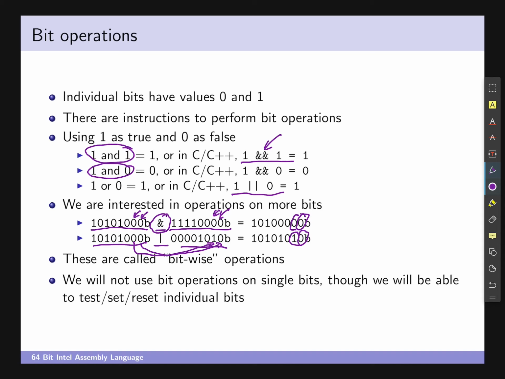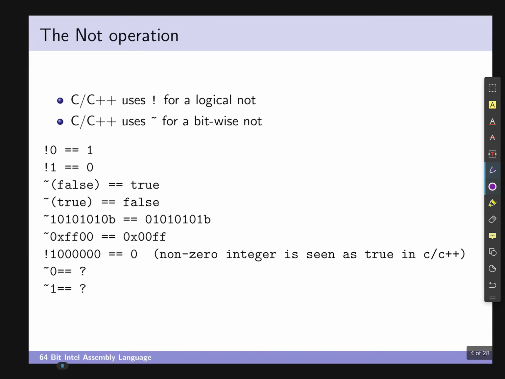Now, it is possible in assembler to actually directly set and reset bits, and in many situations to actually test what a specific bit is, but by and large we're going to focus on these bit operations that are called bitwise operations, where I actually work on whole bit strings as opposed to just a singular bit.